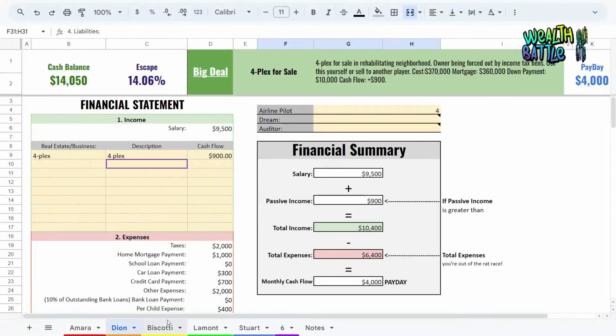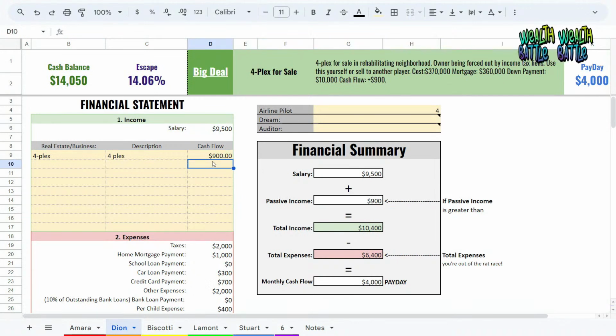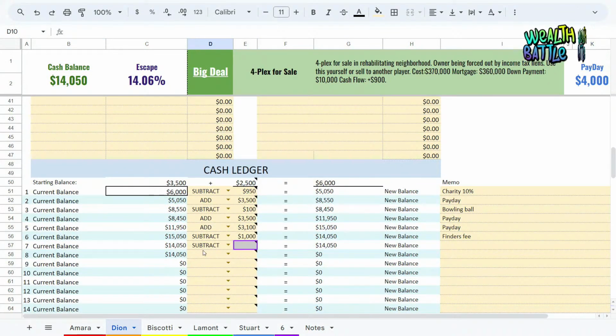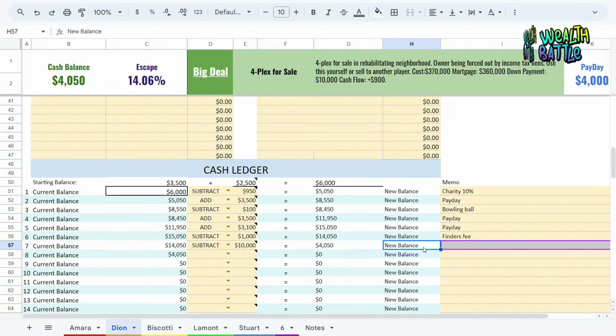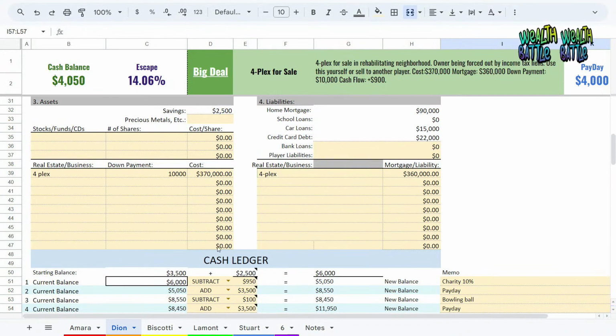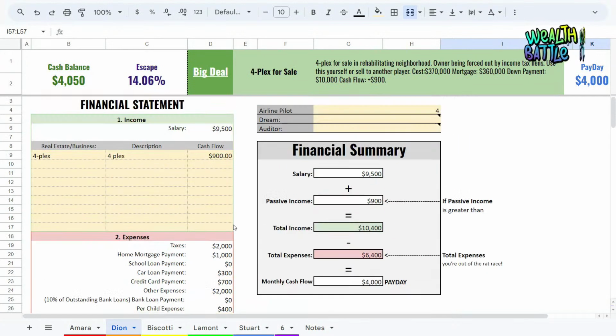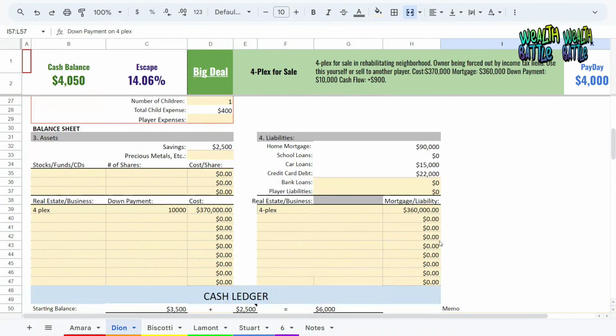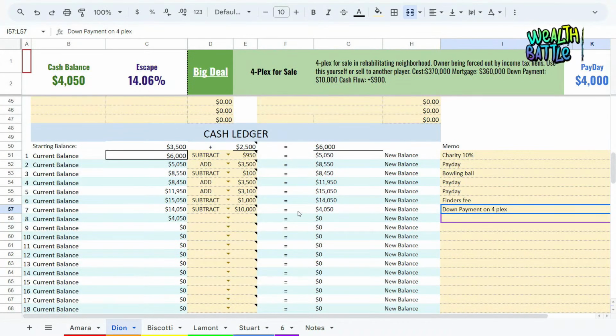Let's head on over. You have to subtract, I'm sorry, the down payment? I have to subtract the 10,000 as well. Yeah, we'll need the down payment. Yep, you got it. While your cash balance goes down, you're escaping the rat race. You almost added 15% in one shot. It's a win right there.